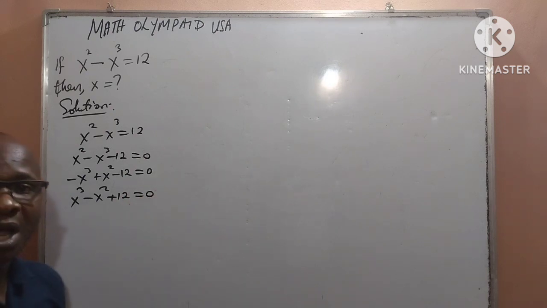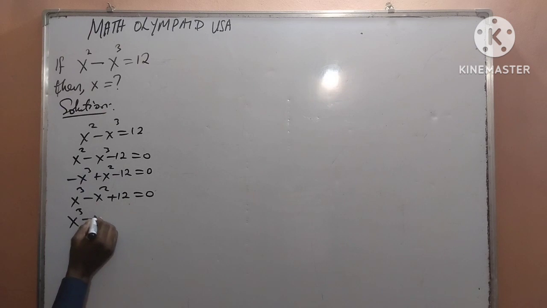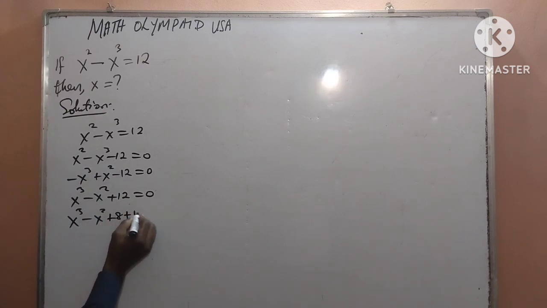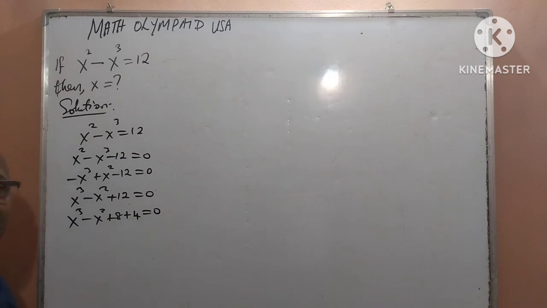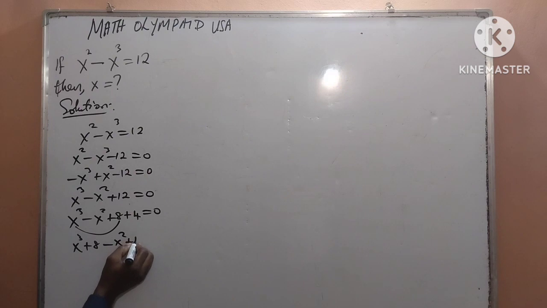At this point, I also want to express my 12 as 8 plus 4, because 8 plus 4 is still 12, so I can now write x to the power of 3 minus x to the power of 2, then plus 8 plus 4 is equal to 0. Now, I can group these together to have x to the power of 3 plus 8, then minus x to the power of 2, then plus 4 equal to 0.